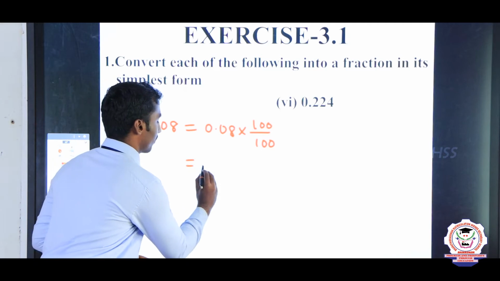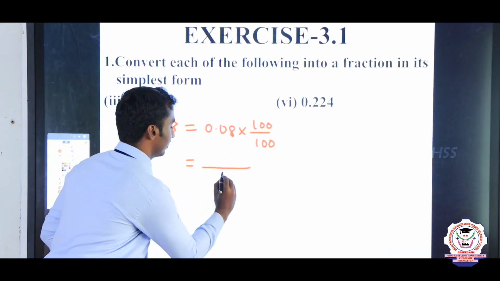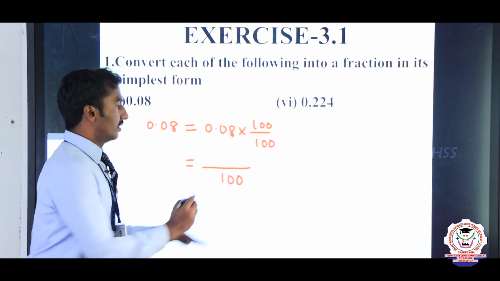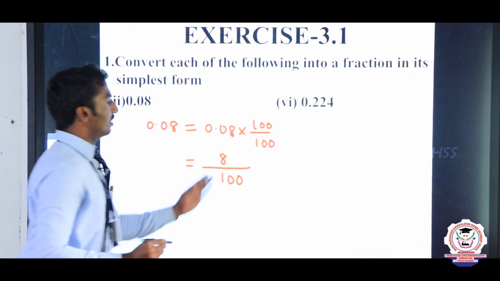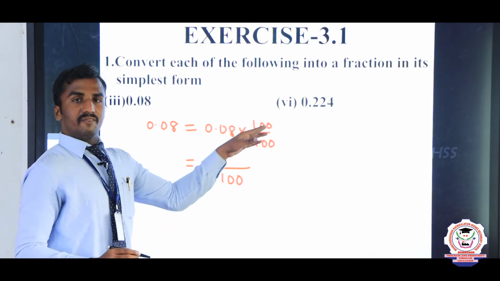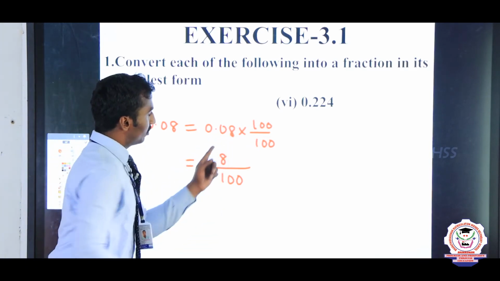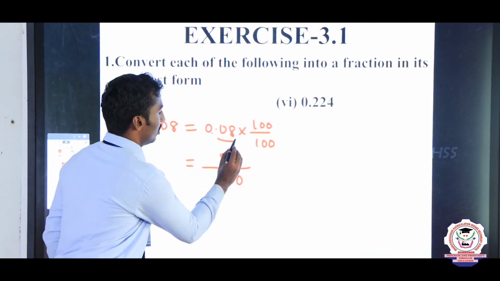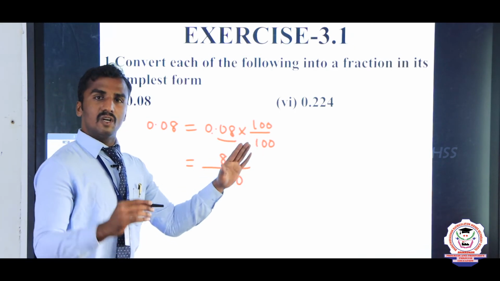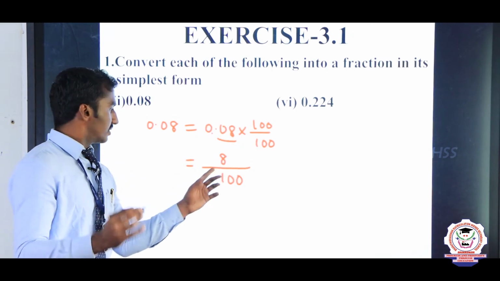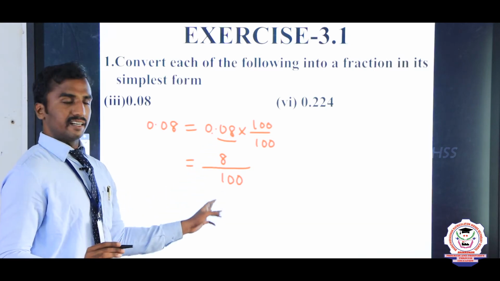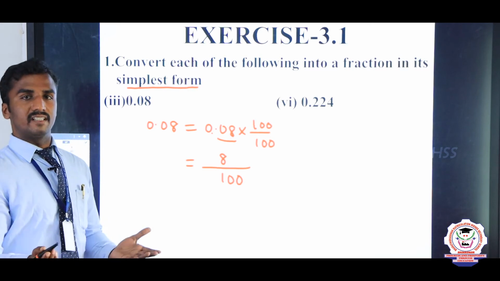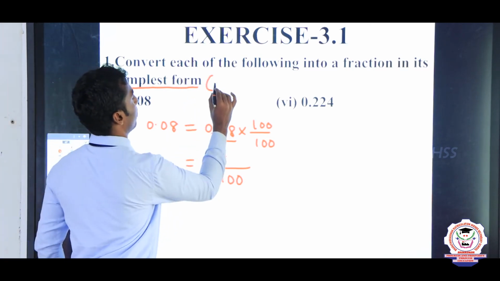Next step: 0.08 into 100 we get 8, and the denominator is 100. Here there are 2 digits after the decimal point, 0 and 8, and 2 zeros in 100, so the decimal point moves and we get 8 by 100. The question asks for the simplest form, and simplest form means simplify.